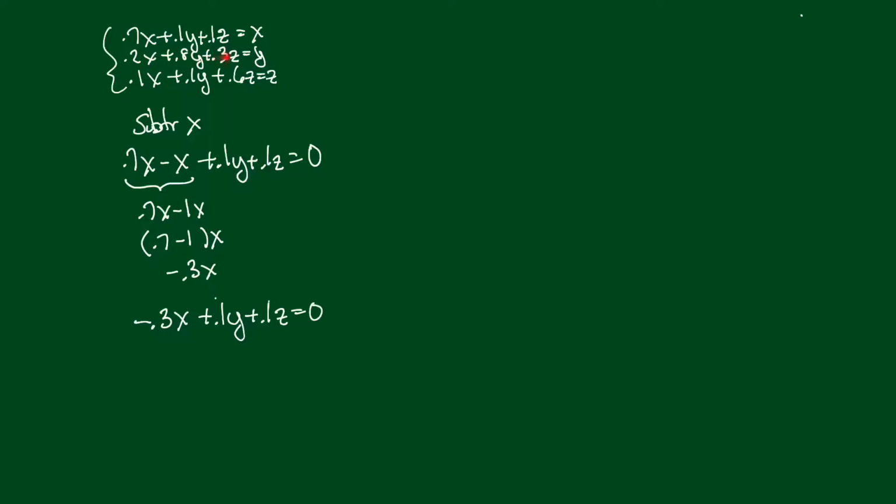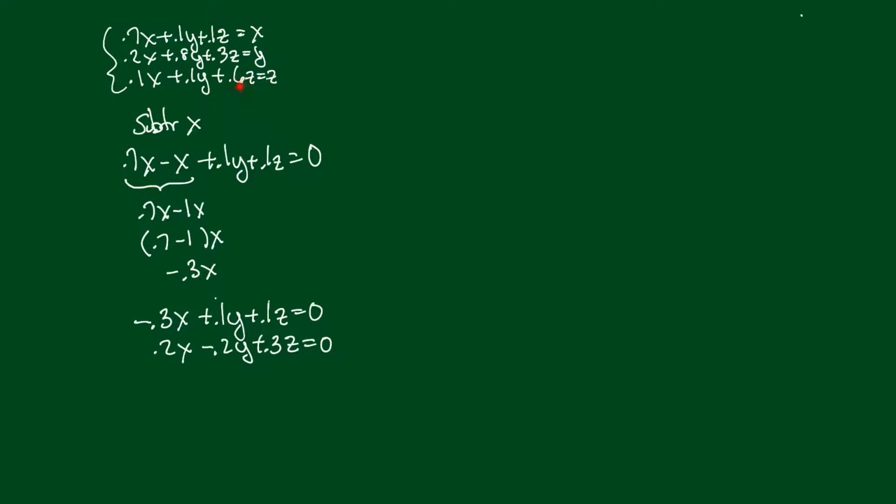Now in the second equation, let's eliminate the y. We'll subtract y. So if I subtract the y, do you see what's going to happen? We've got 0.8 minus 1, negative 0.2. So the second equation then is going to be 0.2x minus 0.2y plus 0.3z. That's equal to 0.